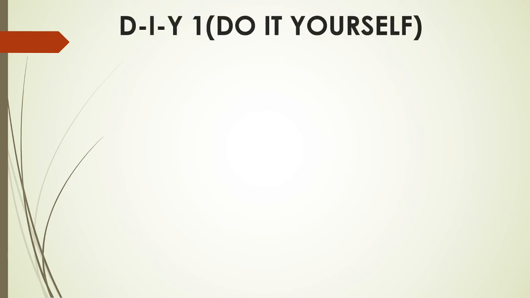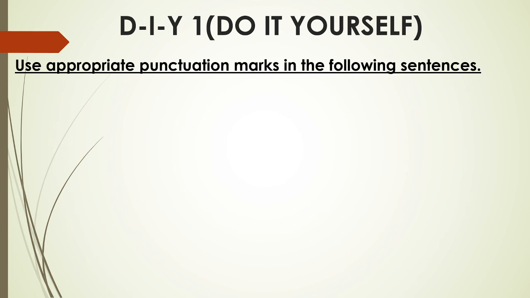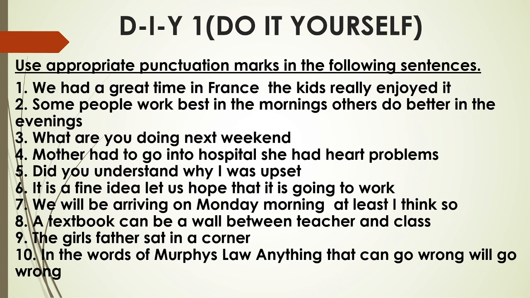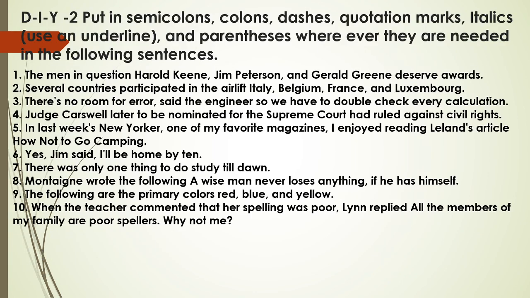Here are two exercises that I have put here. Go through the exercises. The first one says you have to use appropriate punctuation marks in the following sentences. Very short exercises for you to practice. And another one wherein you need to put semicolons, colons, dashes, quotation marks, italics or underline, and parentheses wherever they are needed in the following sentences. Complete both exercises. Send them to me. You can mail me, inbox me, or you can put your answers in the comment tab.